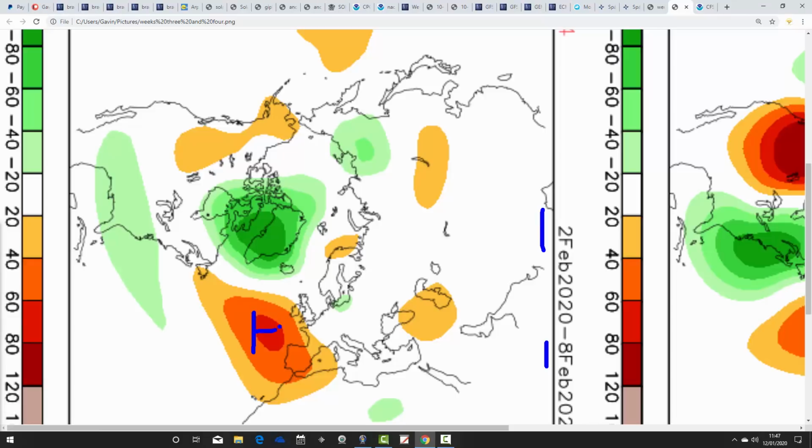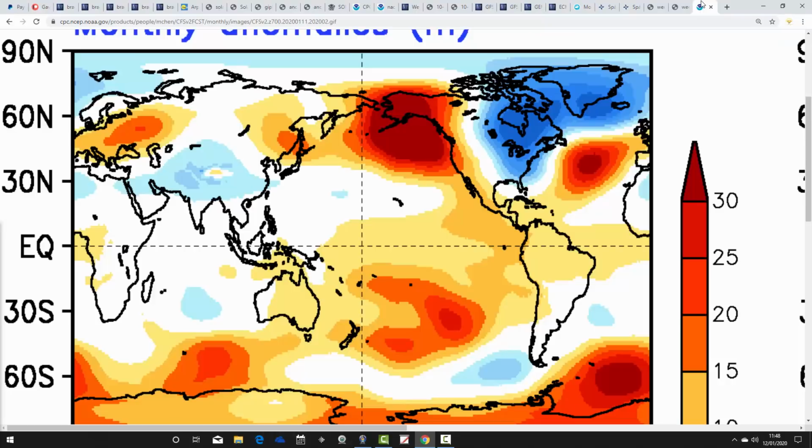High pressure then just out to our west-southwest. Low pressure's up to the north. Possibly hints at the jet stream dipping southwards across central parts of Europe just there, so that could hint at some cold snaps anyway. Let's not go any further than that, but possibly some cold snaps there for the end of January and into the start of February.